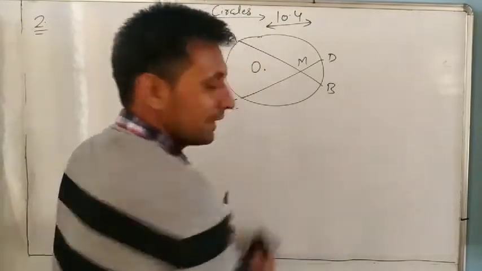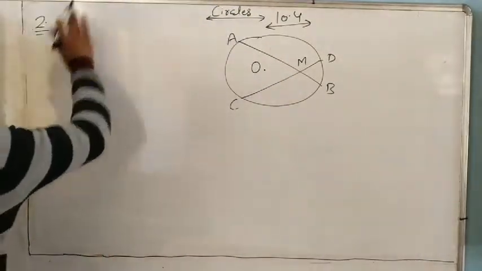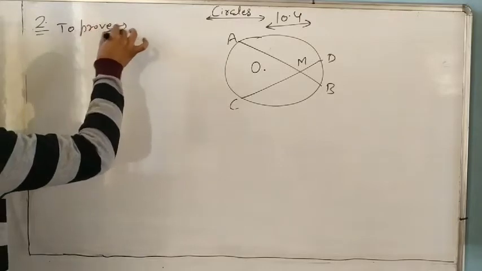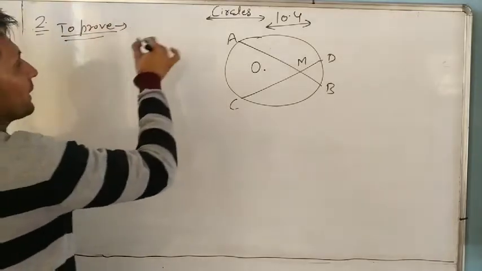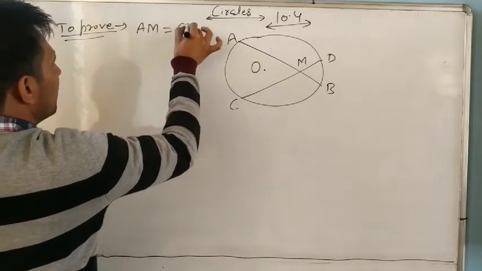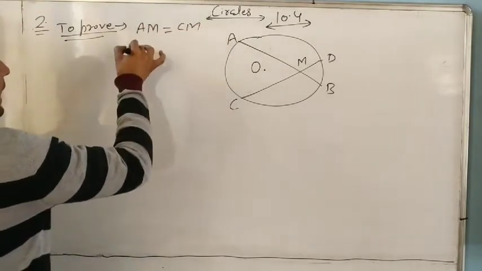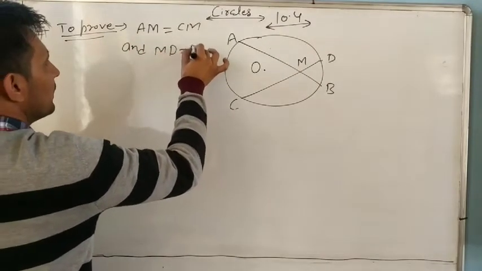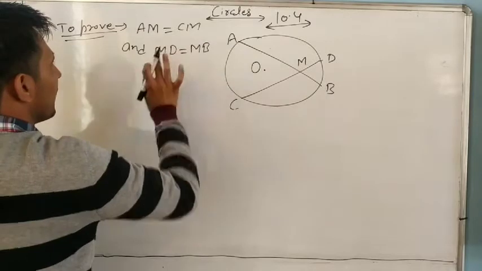So first we will write what we want to prove. We want to prove that AM equals CM and MD equals MB. Understand?